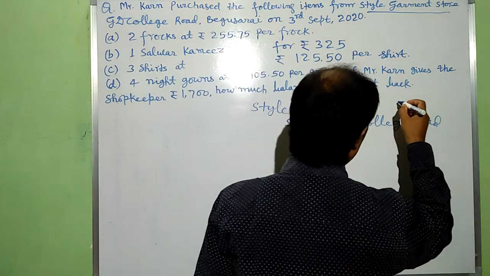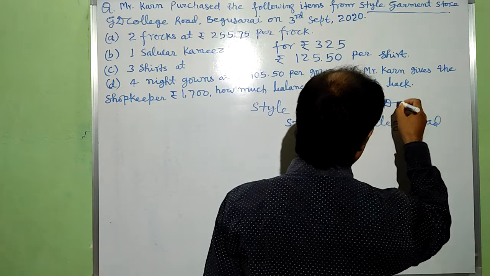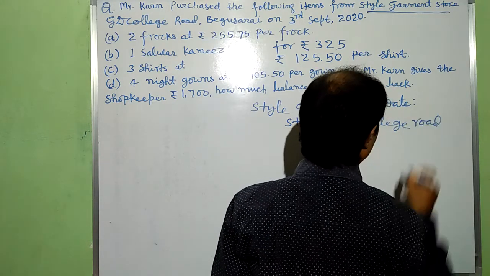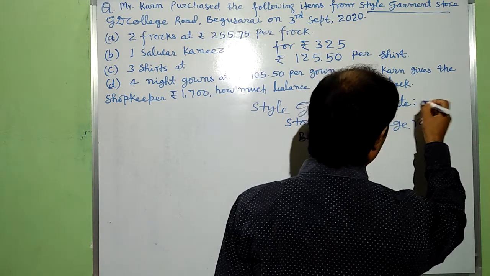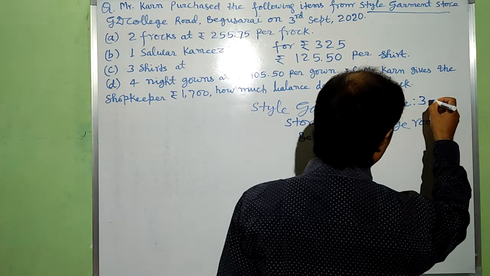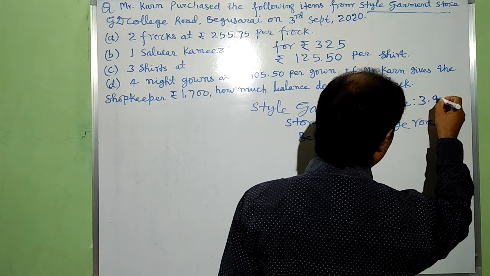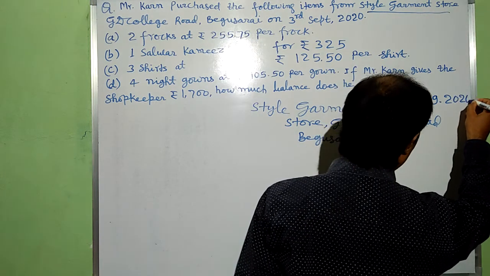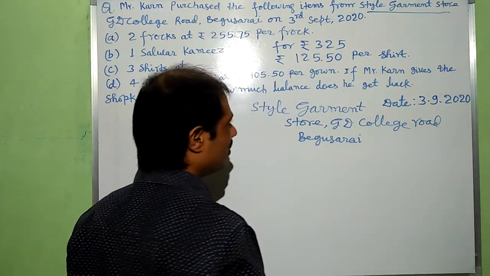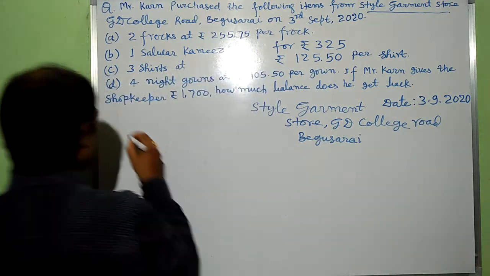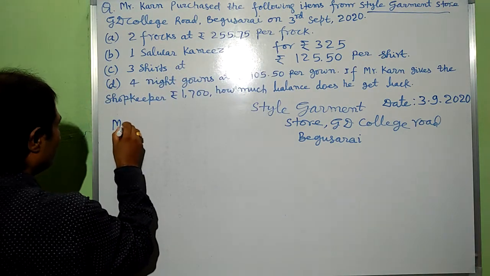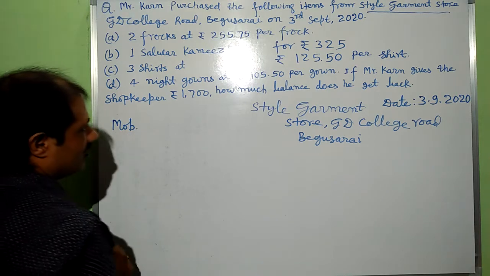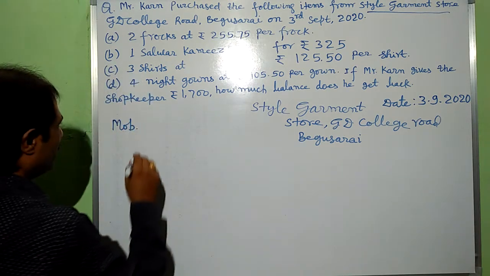Date is compulsory. We have to put the date here like this, that is 3/9/2020, 3rd September 2020. We need to write a mobile number also to contact the shopkeeper.